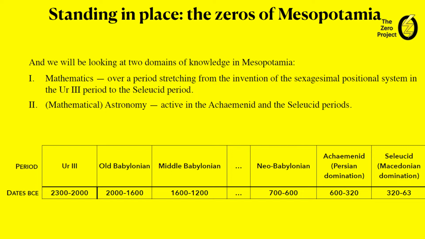And I'll be talking about two different domains of knowledge. One is mathematics, which arises in terms of its main development at the end of the Ur-3 period and in the early part of the Old Babylonian. And it is at this time that the sexagesimal positional system, that is, base 60 and positional by place system, is put into effect. It runs until the end of the Seleucid period, and also mathematical astronomy. This is late compared to mathematics. It comes into being in the Achaemenid and Seleucid periods, that is under Persian and Macedonian domination, in the second half of the 1st millennium BC.